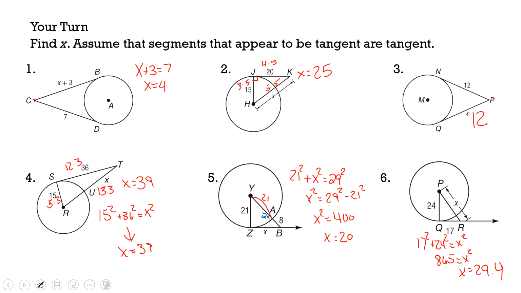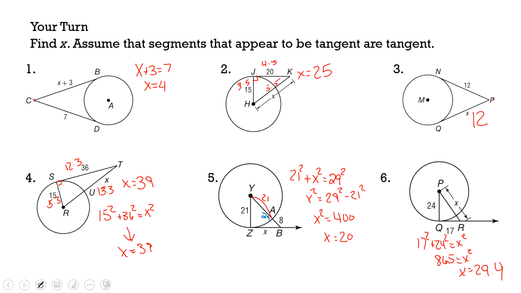Question 4, again, is another right triangle. We're assuming it's tangent, so angle S is a right angle. Pythagorean triples again. 5 times 3, 12 times 3, so then it's going to be 13 times 3. If you wanted to check your math and go through it, you would find out that that was the same thing.